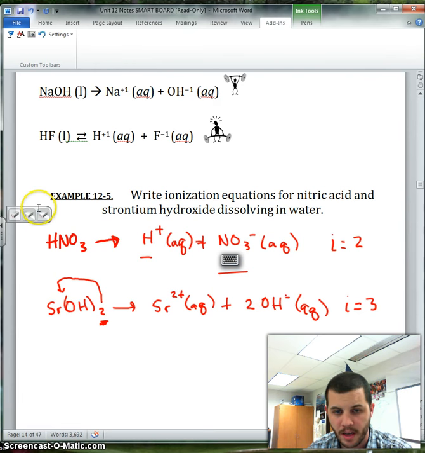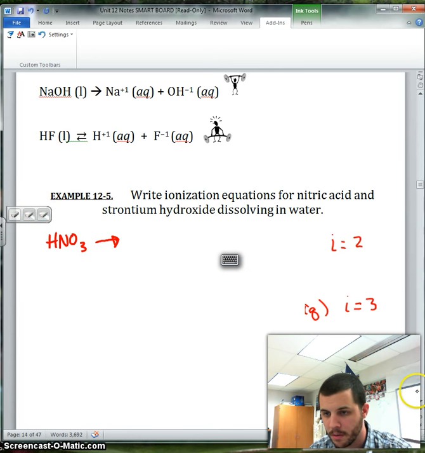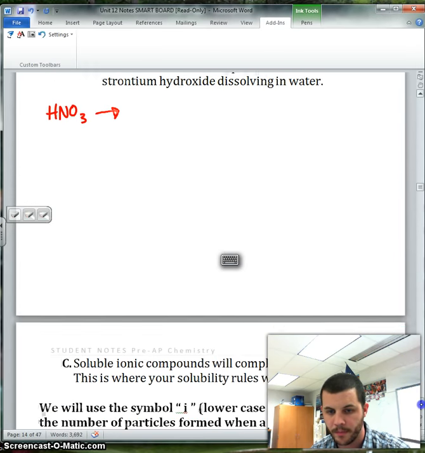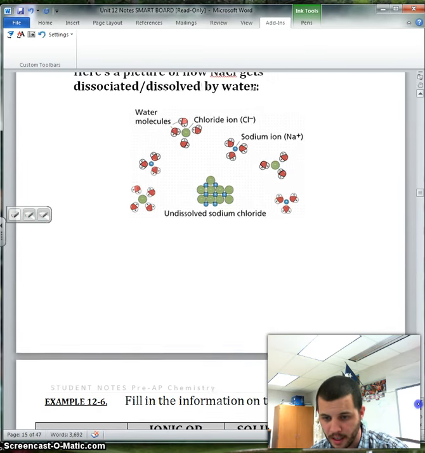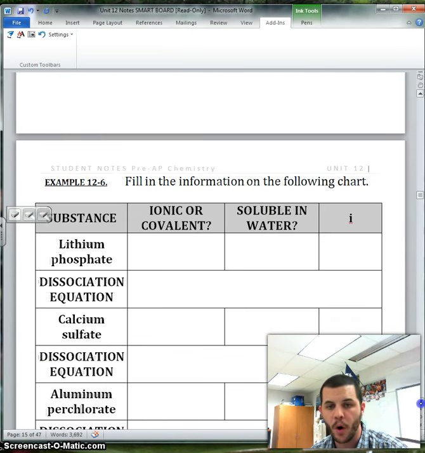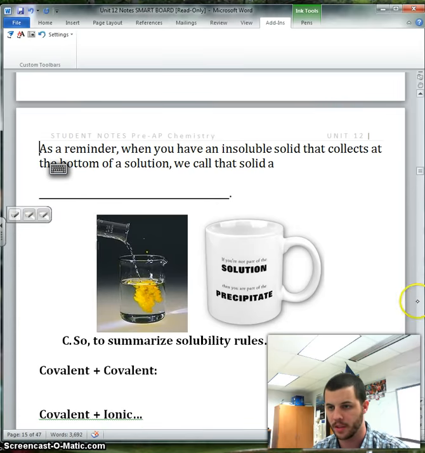Take a look at what else we've got here. Let me do a little bit of erasing. Erase some more, and erase this one too. Why not? Okay, and let's keep on moving. All right, so this gives us an idea of what that I value means. Notice I've got two sodiums and one carbonate. So when those dissociate, I end up with the two sodium ions and the one carbonate, giving me the I value of 3. So what I can do is take a look at what's going to dissociate and what's not going to dissociate.